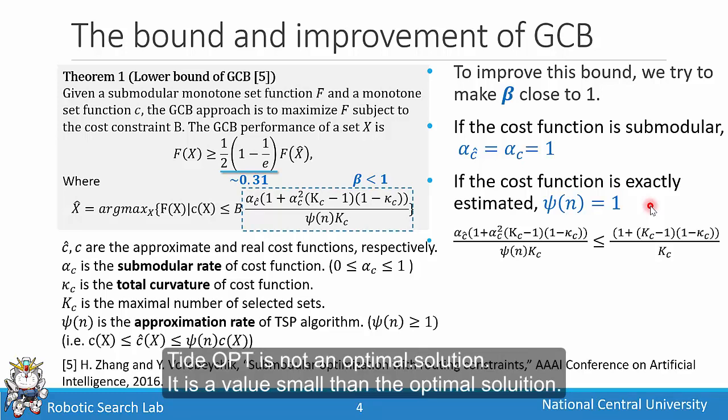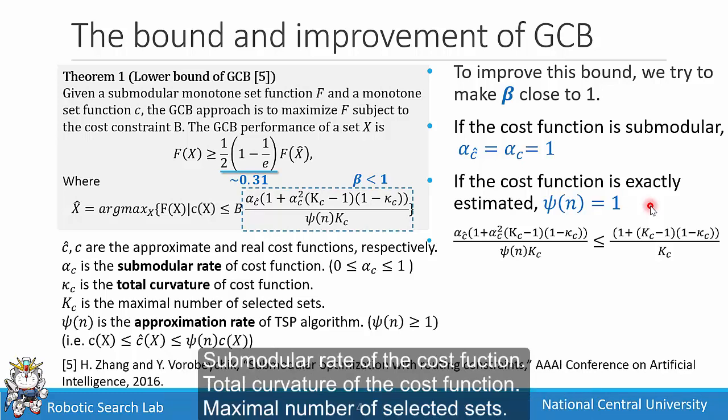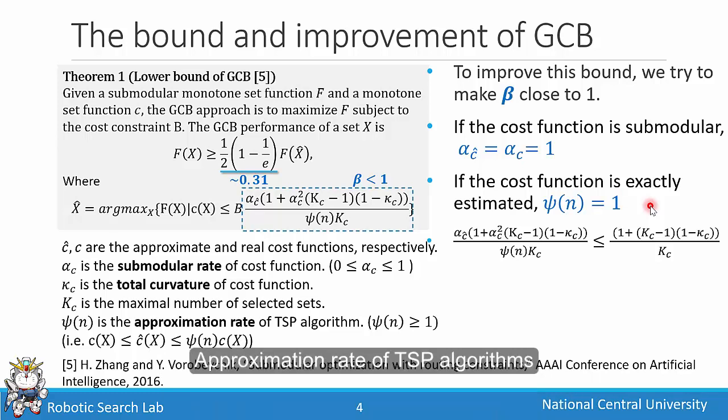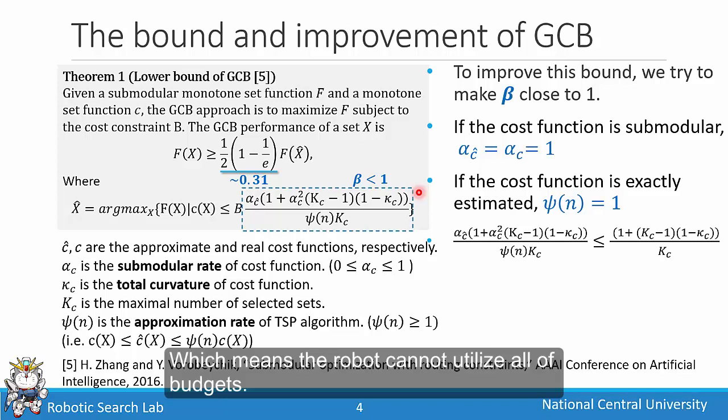Then the OPT bar is not the optimal solution. It's a value smaller than the optimal solution. The OPT bar is relevant to some parameters, for example, submodular rate of the cost function, total curvature of the cost function, maximum number of selected sets, and approximation rate of the TSP algorithm. Then we can see this equation as the beta. Then the beta is smaller than 1, which means the robot cannot utilize all of the budget.